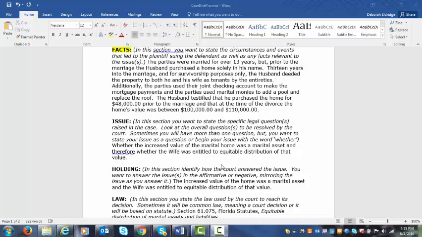Hello everyone, and moving right along, now we are going to be focusing on the issue and holding. So, when you're looking at the issue, and when you're reading any case, you're looking at the legal question that the court has to decide.